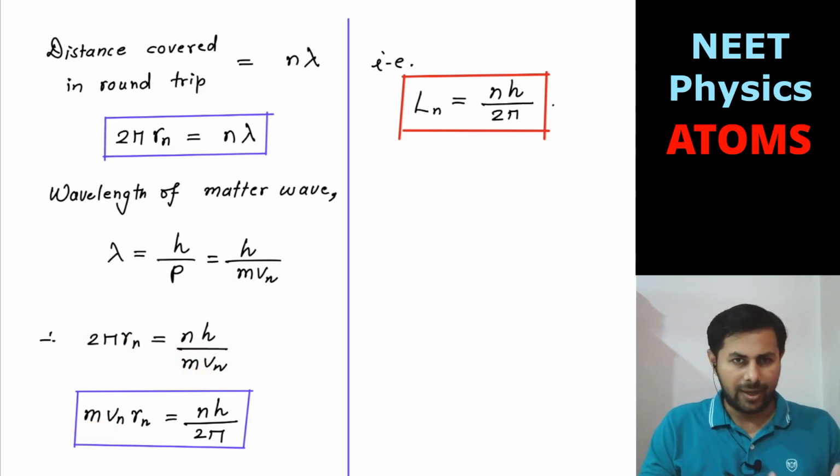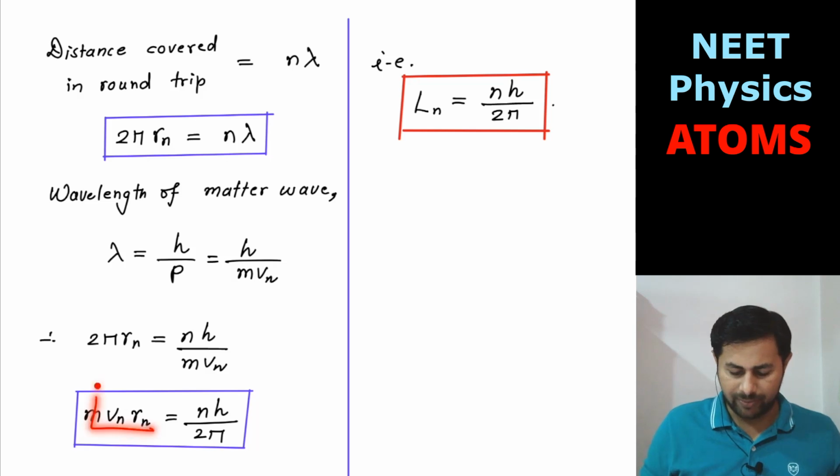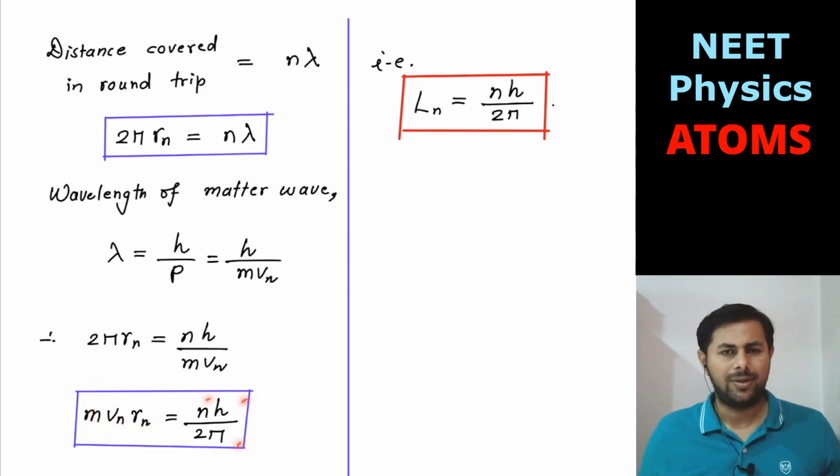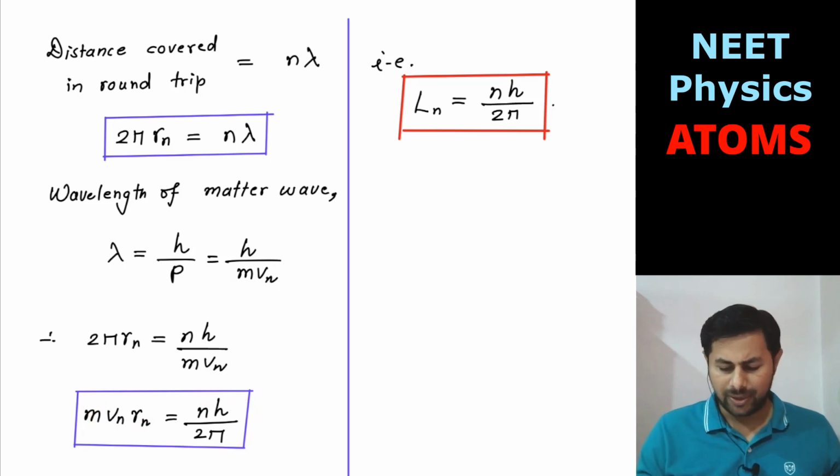So m v r, this is the angular momentum, right? This is the angular momentum, and it is equal to nh by 2 pi. So this explains the quantization of angular momentum. Okay, is this thing clear?